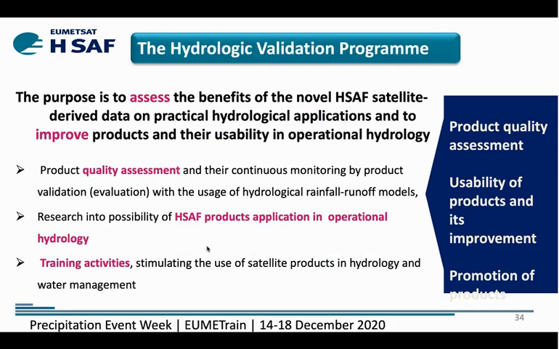We have also inside the HSAF another aspect and activity, and this is the Hydrological Validation program. The purpose is to assess the benefits of the HSAF satellite data on practical hydrological applications and to improve products and their usability. So this is very important. This is an activity that we introduced a lot of years ago, and this means to really use the satellite data inside the hydrological model, and look what happens if we don't use ground data.